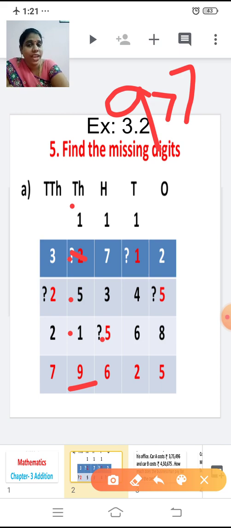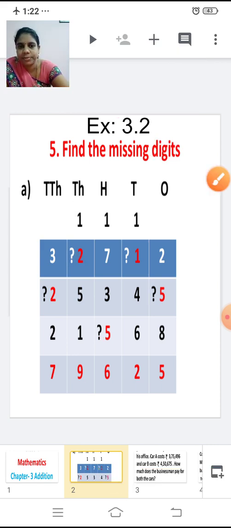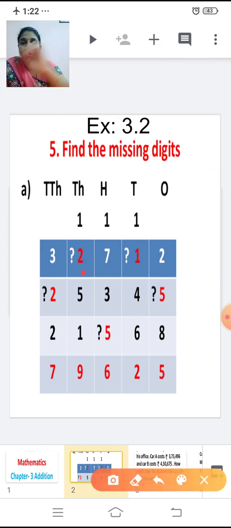In that case what can we do, if the sum is greater than the addend? We can subtract these two. 9 minus 7 is 2. Or else with 7, what number should I add so that the answer will be 9? After 7, 8, 9. So I should add 2 more, right? So write 2 here. Now is there any carry over?